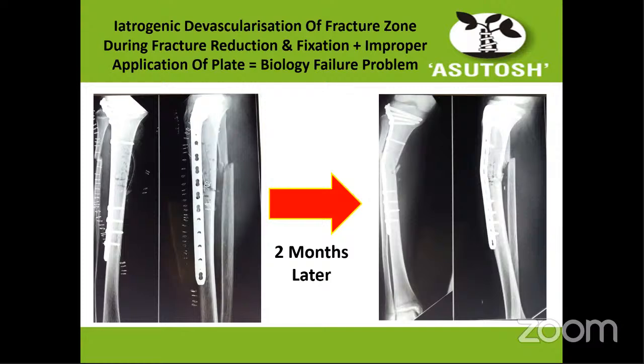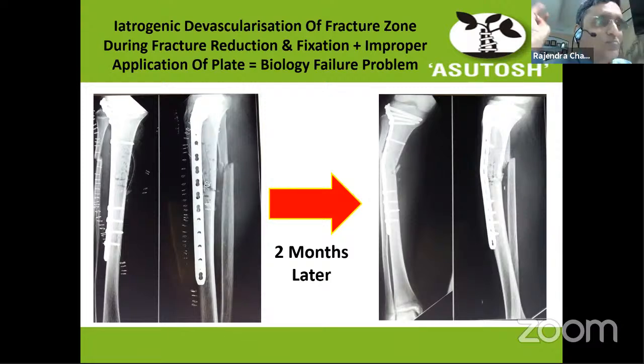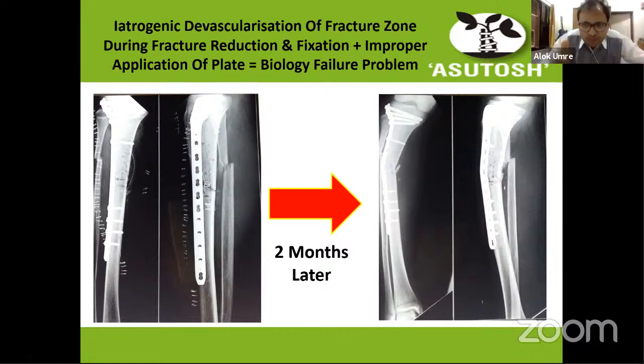Oh, I think that is not the reason. The patient must have started walking also. One by one, please. Yeah, Alok, you wanted to comment? Please, Alok. So there is no medial support as well. So it has collapsed on the medial side, and the plate has bent.